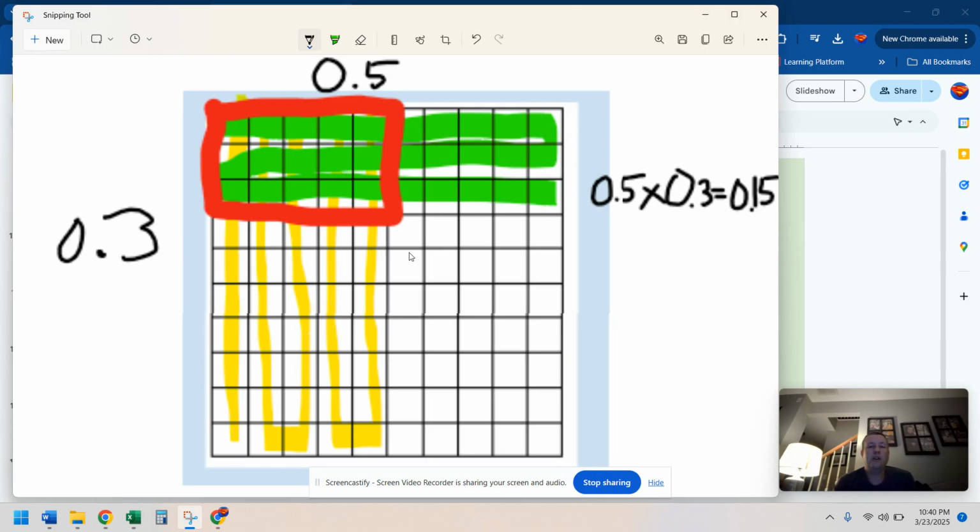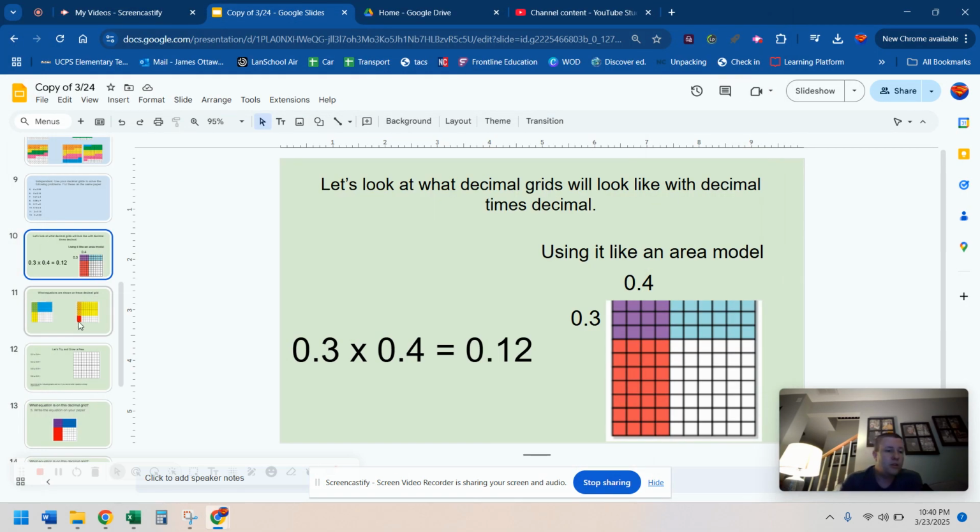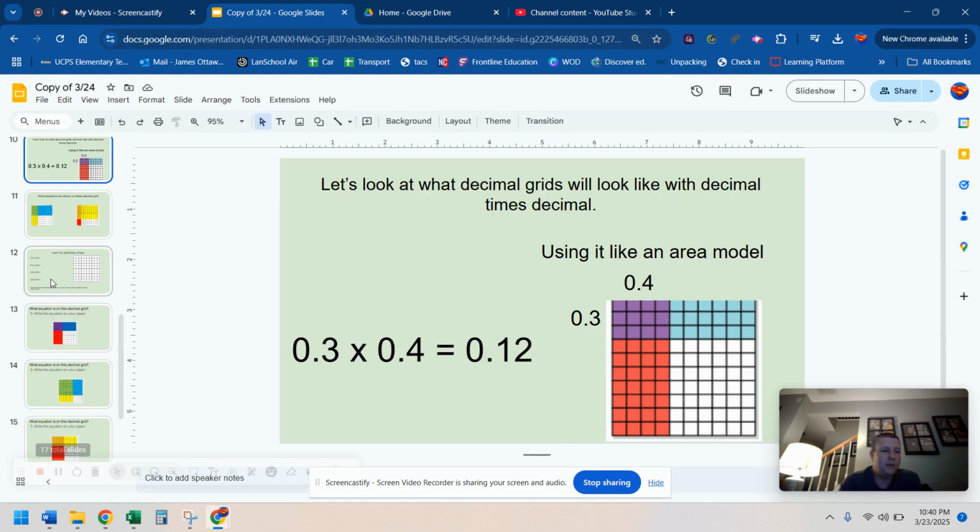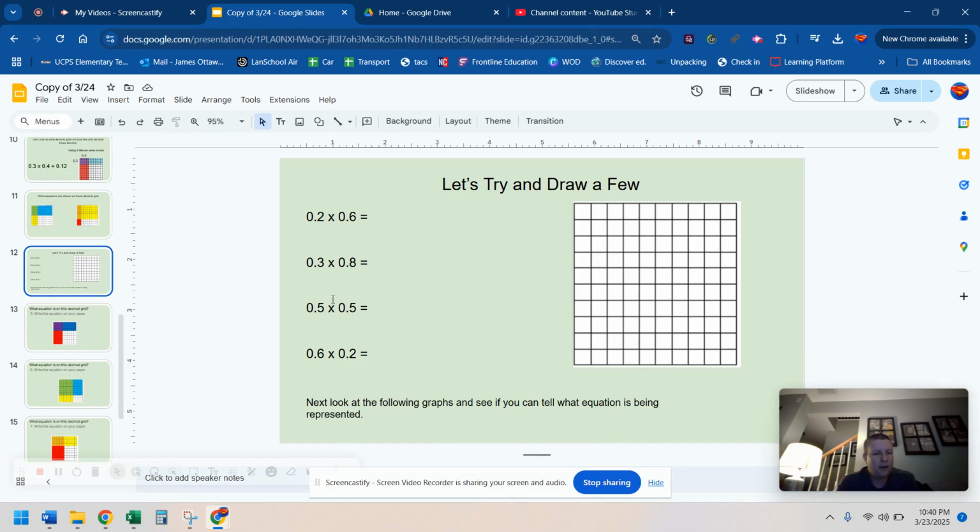So that's what you're going to try today. You're going to set up a few of these and you're going to go ahead and try and draw them out using area models on decimal grids. So taking a look, you're going to go to slide 12 here, and there are 4 of them for you to try and draw out. So draw them out on decimal grids, do what you can, try your best.